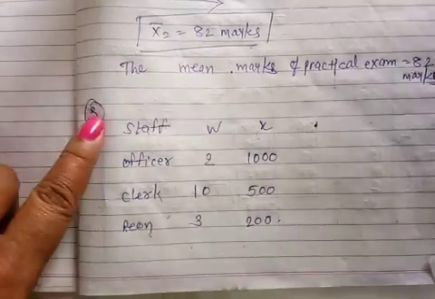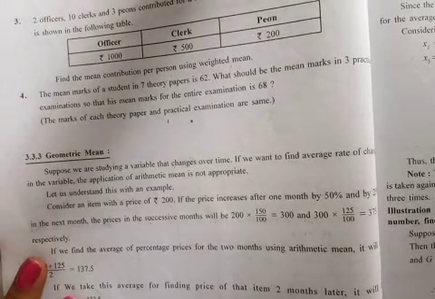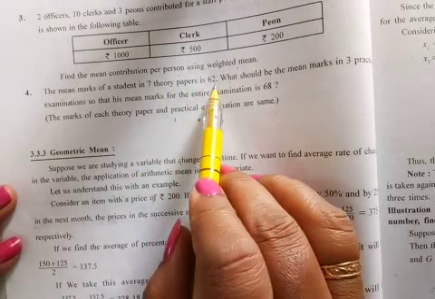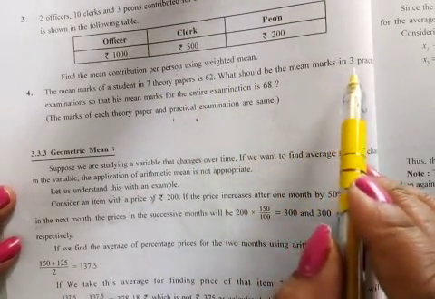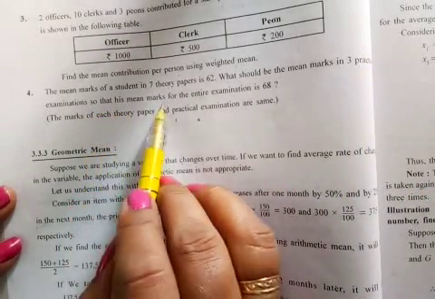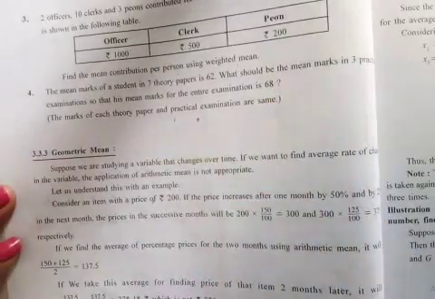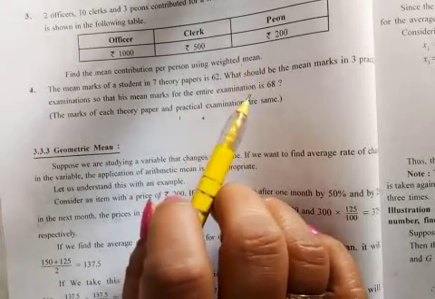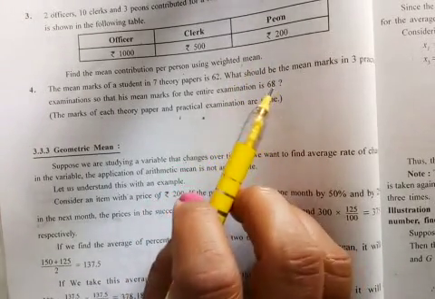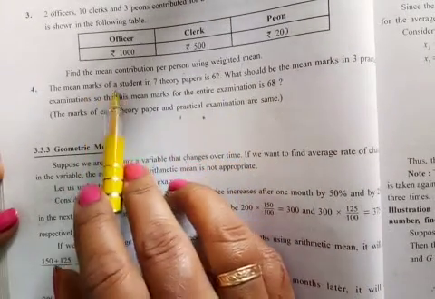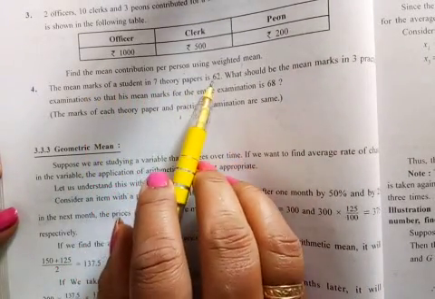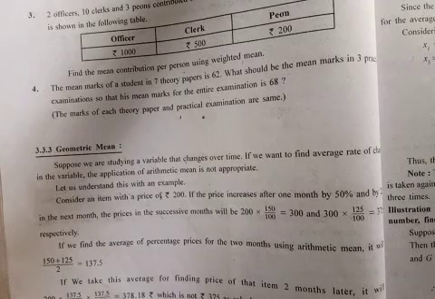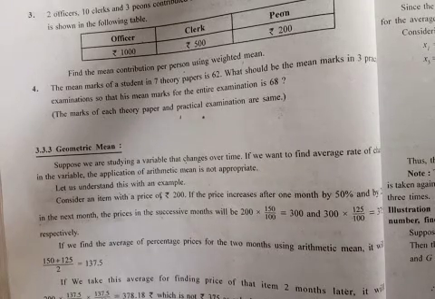Now sum number 4. See, the mean marks of a student in 7 theory papers is 62. What should be the mean marks in 3 practical examinations so that his mean marks for the entire examination is 68? Now see here, first of all 7 theory papers, that means here 7 numbers are given. The mean marks in 7 theory papers is 62. What should be the mean marks in 3 practical exams? That means here 2 variables are given. So here we take the combined mean, right? So the formula of combined mean.